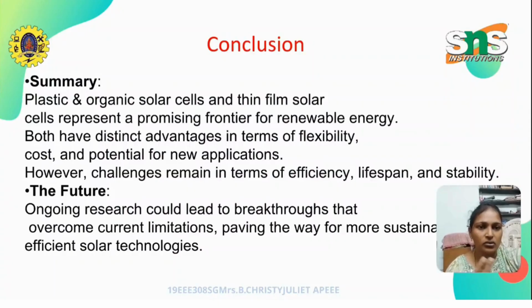There are many ongoing researches in the conventional solar cells and the solar technologies which can break through the current limitations, paving the way for more sustainable, efficient solar technologies. So in the upcoming future, more solar cells can be expected in every home, wherein high power energy consumption can be expected in terms of these solar technologies.